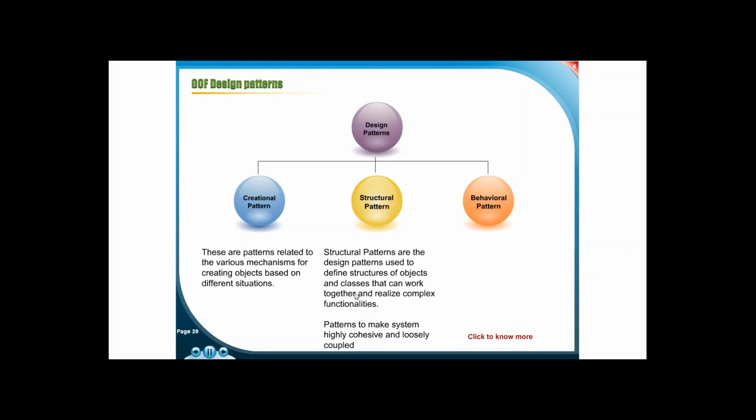Here, Java is an object-oriented programming language. Whatever functionality you need to achieve, you are going to write a class, and inside that class you put some variables and methods, and you write the logic inside the method. Finally you create an object. Then what should that object contain? The structure: the variables and methods. So this talks about structural patterns, which are patterns to make a system highly cohesive and loosely coupled.